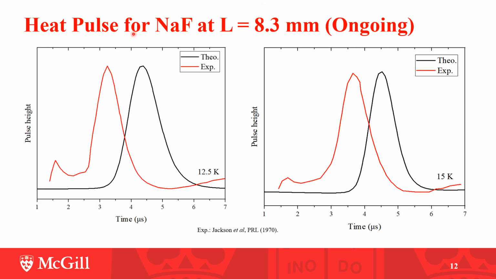So here we use the same simulation that we used in TTG, and now we also apply boundaries. So we add a Gaussian heat source on one side with a constant amplitude, and we can see this comparison between the theoretical and experimental at 12.5 Kelvin and at 15 Kelvin.